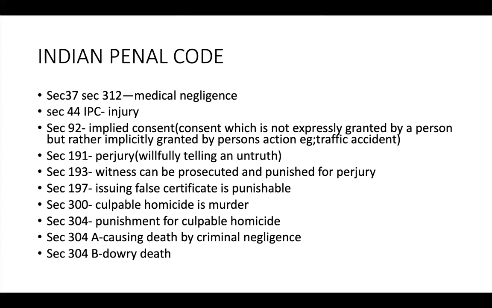Section 304, punishment for culpable homicide. So in section 300, culpable homicide is murder. Section 304, punishment for culpable homicide. And section 304A, B is there. Section 304A is causing death by criminal negligence. Section 304B is dowry death. This is important. In many APGT exams, this section is asked, dowry death related, which is mentioned in 304B.